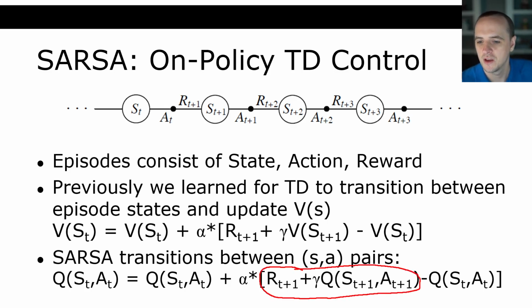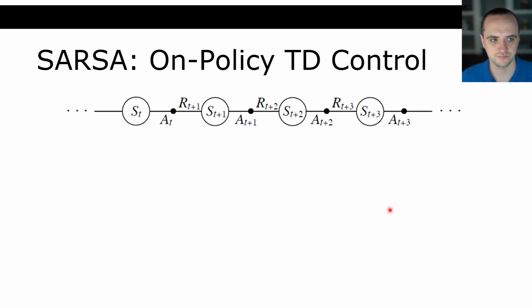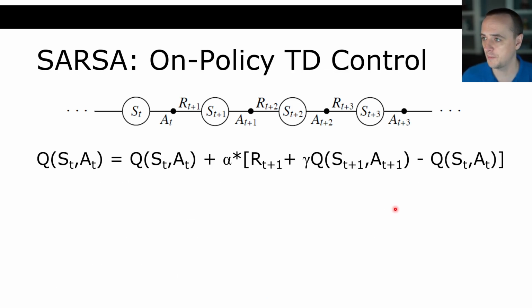Right? So, okay. We're up here in our timeline. We're at a state. We take an action. We get a reward. Then, at the next state, we choose another action. And the value of the action that we chose at that state is going to factor into our target update. Okay? So this is the SARSA update rule.